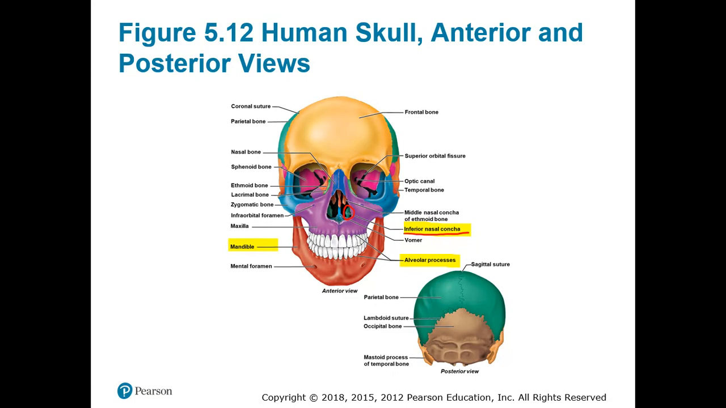Concha is going to pop back up in your respiratory system chapter. Those are a lot of bony projections that air kind of circulates through in your nose to kind of warm it and trap any bacteria or disease that could possibly be in the air that you're breathing in before it makes its way down to your lungs.